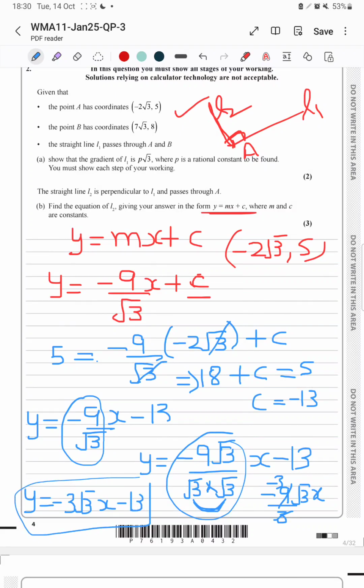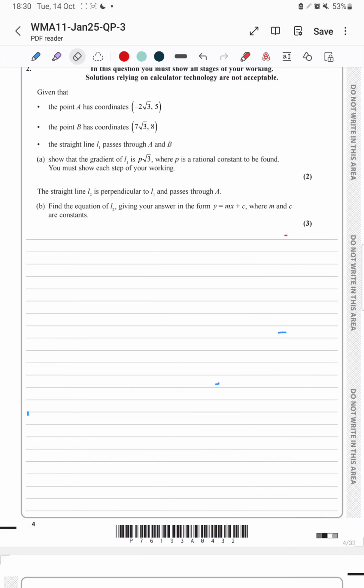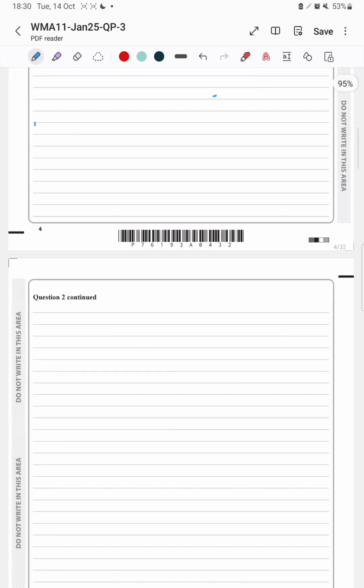This will complete your question number 2. So again, you have to see in which format the answer is required. We have to give it in that particular format only. So this was all about the second question here. Now let's go to the next question.